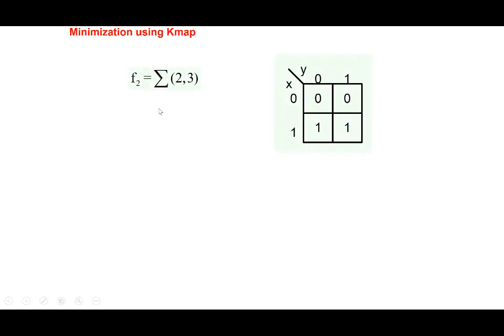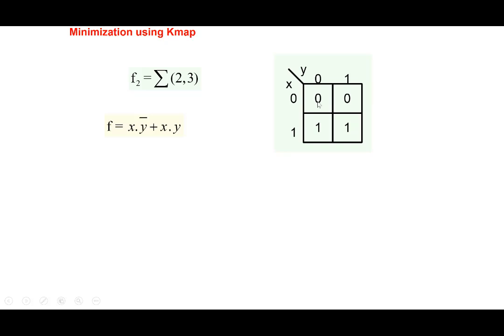So let's look at how this particular representation is useful for minimization. Let's say we have a two-variable function, and the function has min terms 2 and 3. So 2 is 1, 0 here, and 3 is x is 1, y is 1, so we put 1, 1 here. When 2 and 3 are given, it's implied that the rest of the terms are 0. So we want to minimize it.